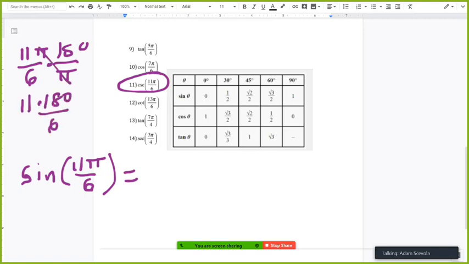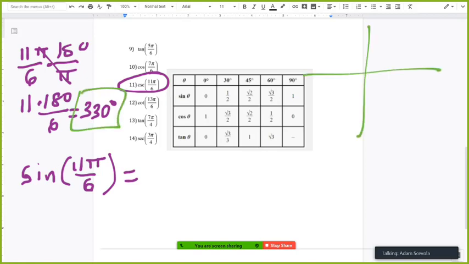Alright, so 11 pi over 6 in degrees is going to be 330 degrees because it's 11/6 of 180, and 180 divided by 6 is 30, so 11 times that is 330. Okay, so 330 is going to be in quadrant 4 with a 30-degree reference angle.